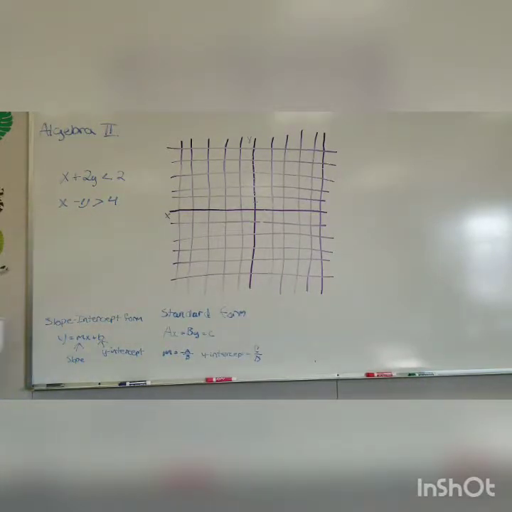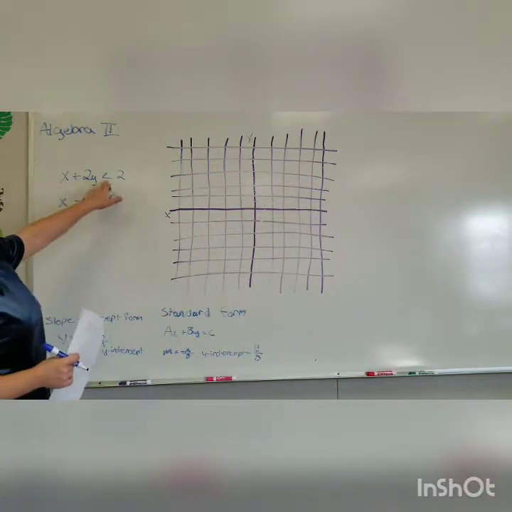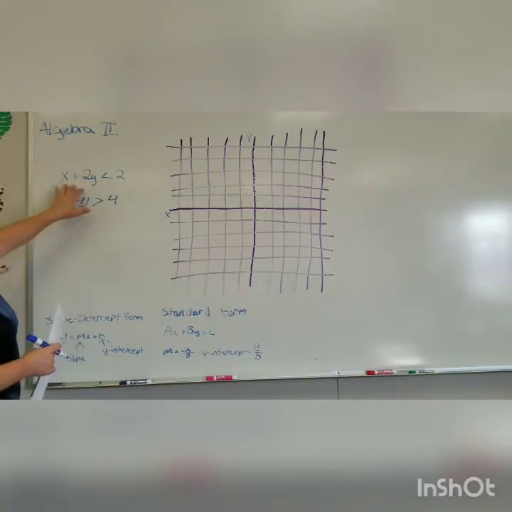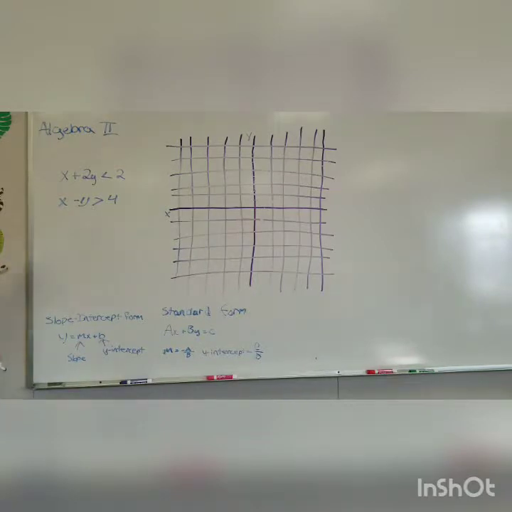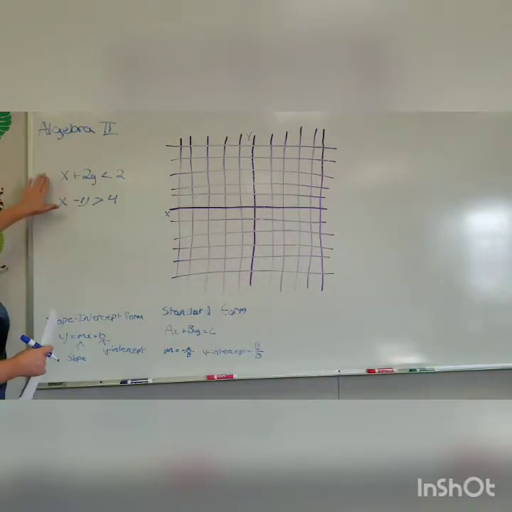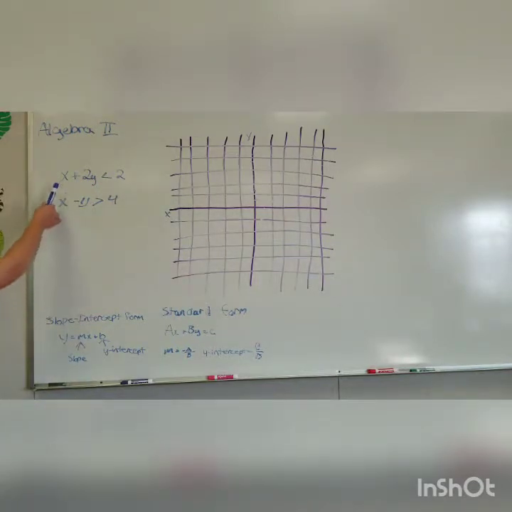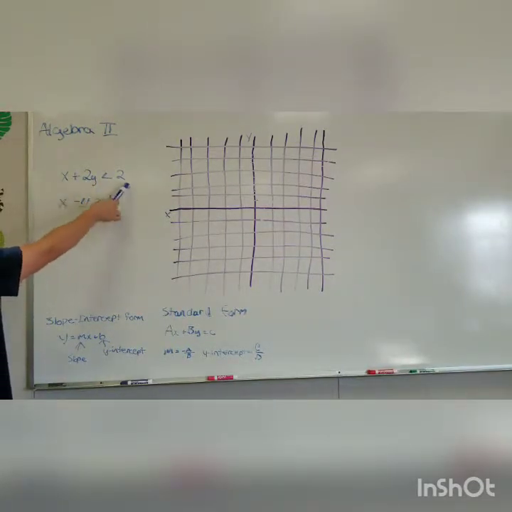So first off, you just solve for the line. You solve like this is an equal sign and solve for your line. They're both in standard form, ax plus by equals c. So you can find your slope and y-intercept.